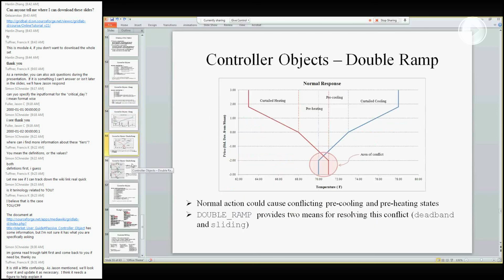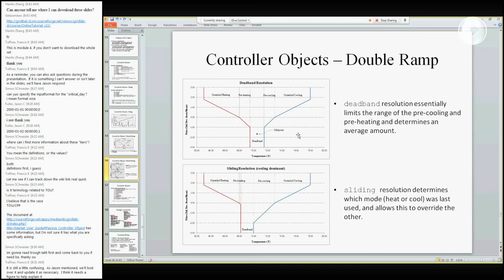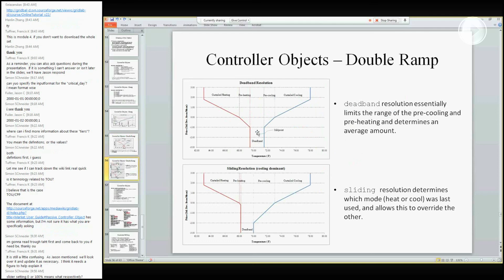So again, just really quickly, what we're trying to accomplish for the double ramp mode is there's this case where there's an area of conflict if you're using preheating and pre-cooling that we want to resolve when you're using an automatic thermostat that's using both sides. So we've basically created a couple of different resolution methods. We call one Deadband Resolution, where you can basically say, well, we'd like to just pick the midpoint, and we'll reduce the size of pre-cooling on either side.